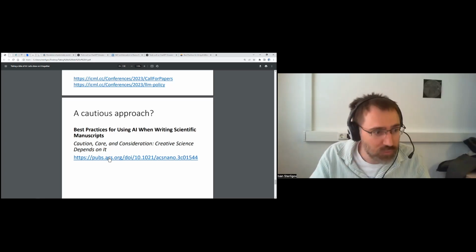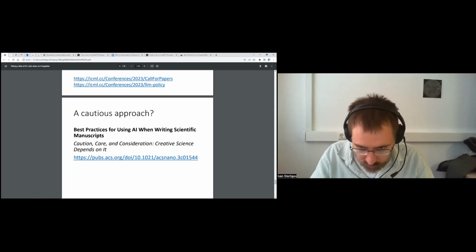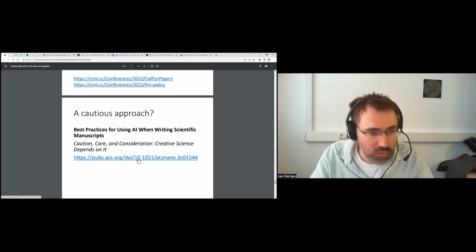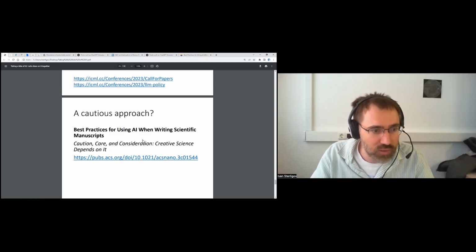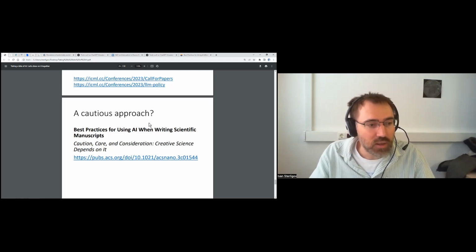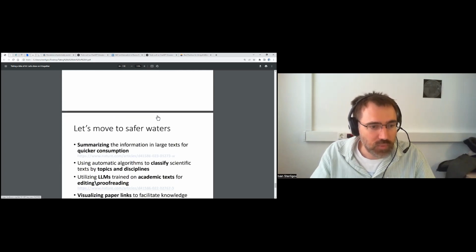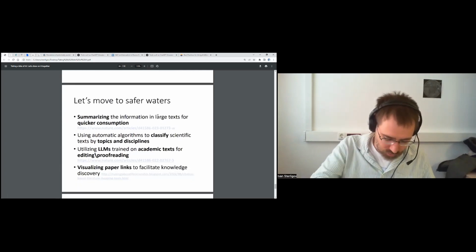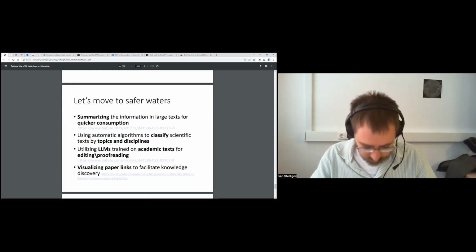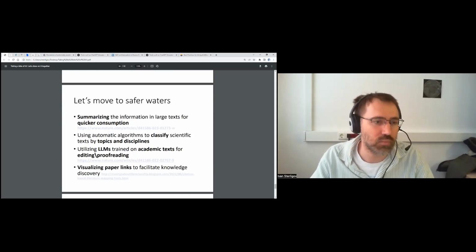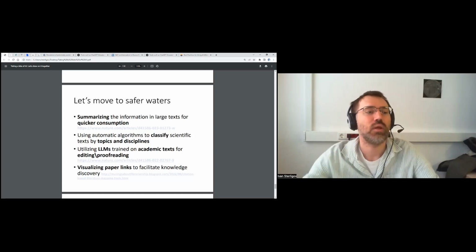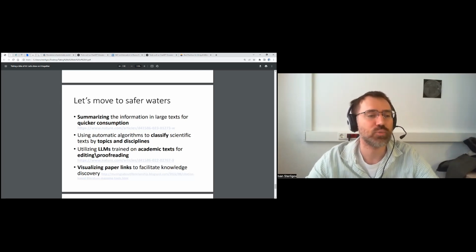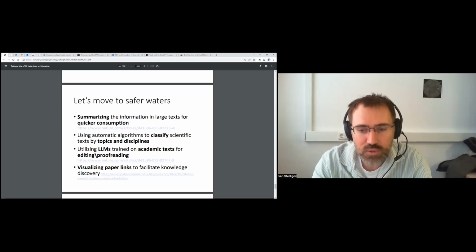Some of you clearly can find these instructions more useful than others. And that's the end of this highly controversial topic. We move to much safer waters using special academic tools.